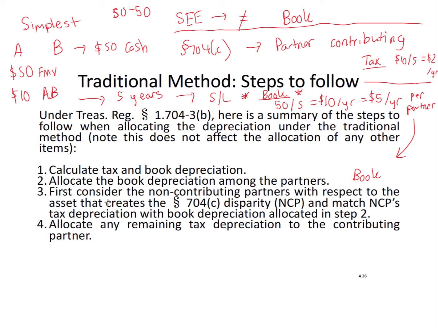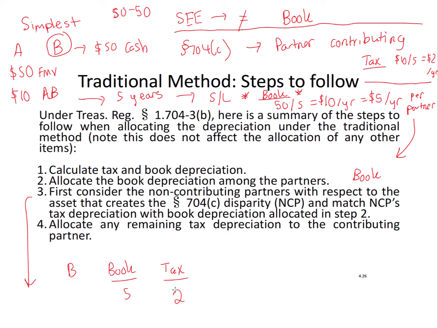So the next step is first to consider, so now we're looking at tax. First consider the non-contributing partner. Here that's B. Why? Because A contributes the asset, B contributes cash. B is not contributing any asset that has that disparity. That's the non-contributing partner, with respect to the asset that creates a Section 704(c) disparity, and match the NCP's tax depreciation with book in step 2. So what they're saying is that B, so I'll do it right here, B has a book depreciation of 5, tax should also be 5. But we have an issue because there's only 2 of depreciation. So all 2 is going to be allocated to B.